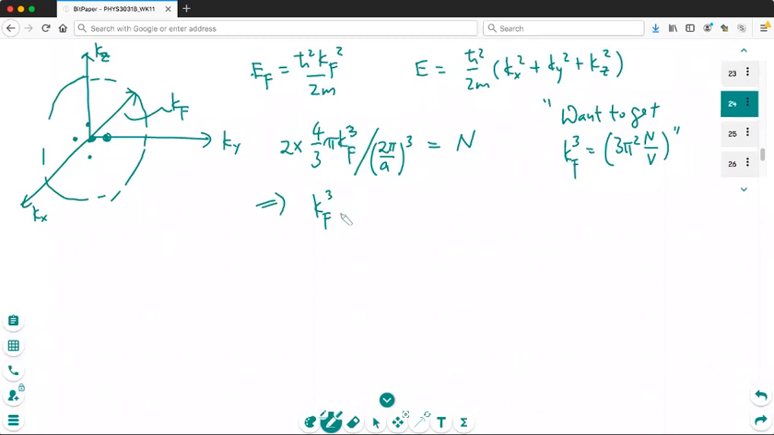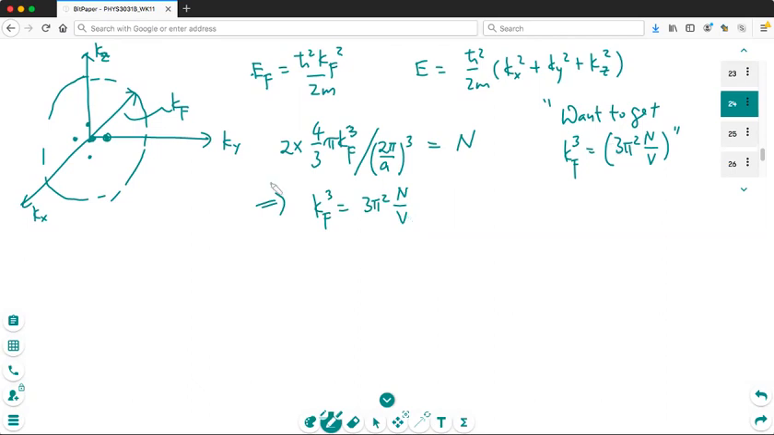cubed. k_F cubed is already written here. You have your 3 pi squared N over V. You already have this N here. a cubed is V. You can move it here and then just cancel some pi and some 2, you get this. So this is nice, and we indeed get this behavior.